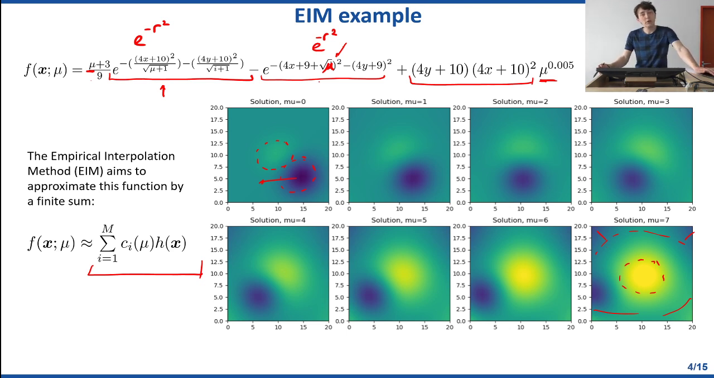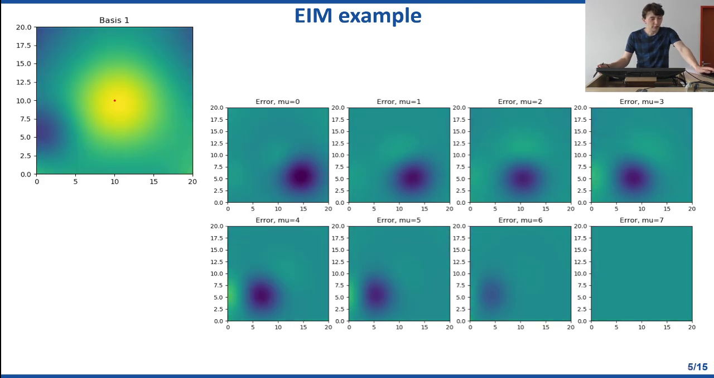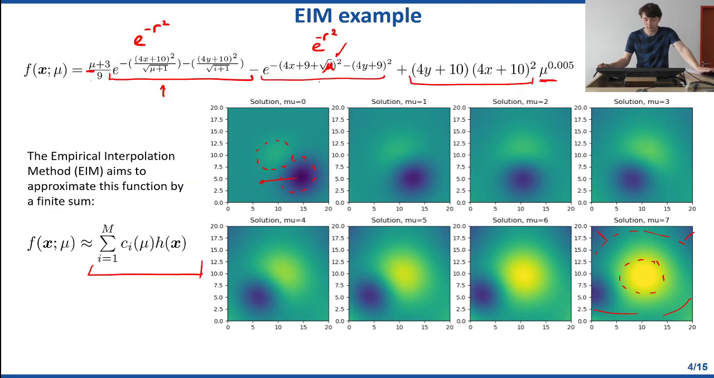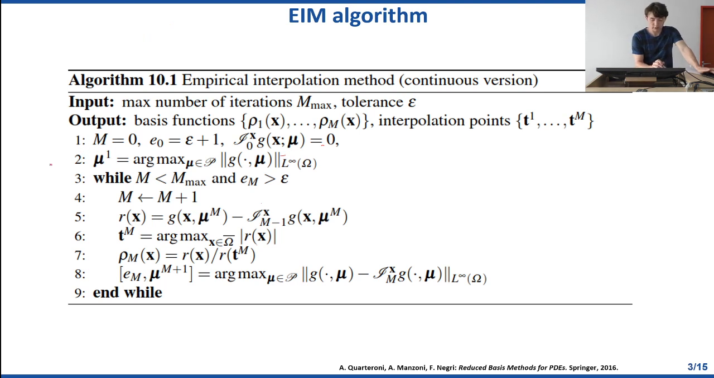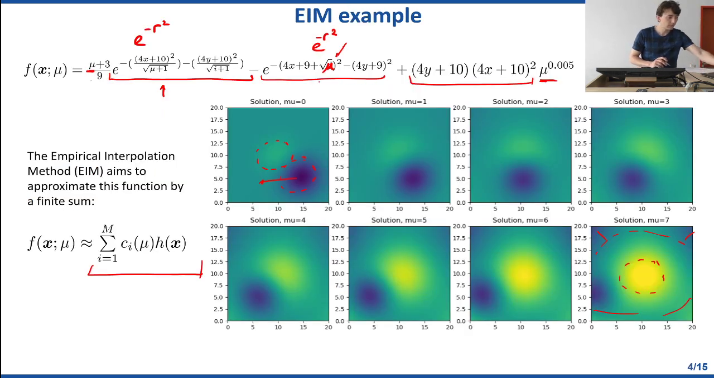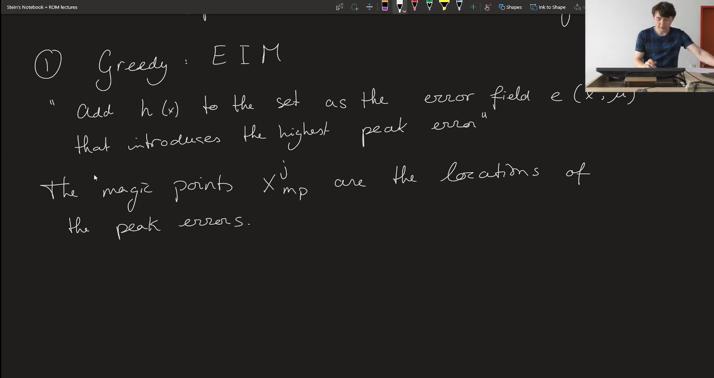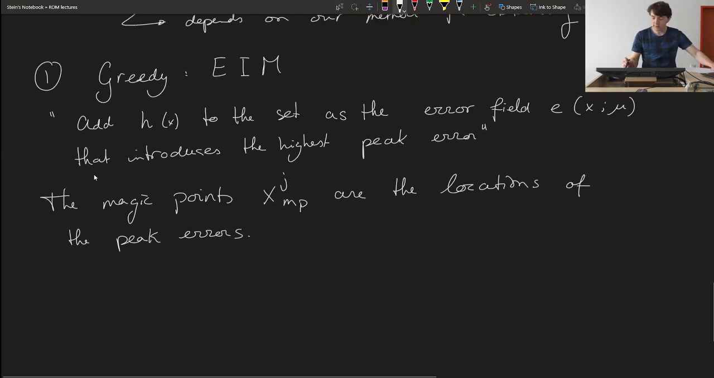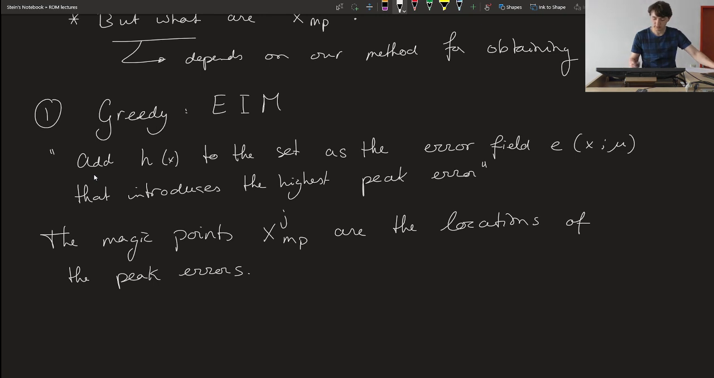Okay, so now we're going to use our greedy algorithm, or the EIM method, or EI method. The first thing that we're going to do is an initialization phase. At this point, our approximation is simply 0. We don't have an approximation. So we're going to add the function that has the highest error, or the highest peak error in its error field.